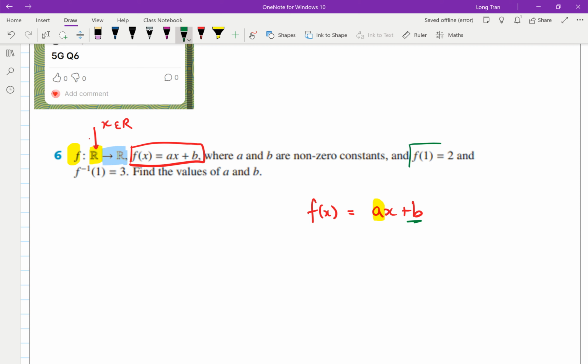Then they tell you this part, f of 1 equals 2. So they're trying to say when x equals 1, y will equal 2. Essentially they gave you a coordinate, (1, 2). And this one is interesting, they're saying the inverse. So you need to find what the inverse function is first. We don't know what that is, but they say that if you sub x equals 1 into it, then the inverse at 1 will equal 3, or essentially the y value will equal 3. But that y value corresponds to the inverse function. So find the values of a and b.